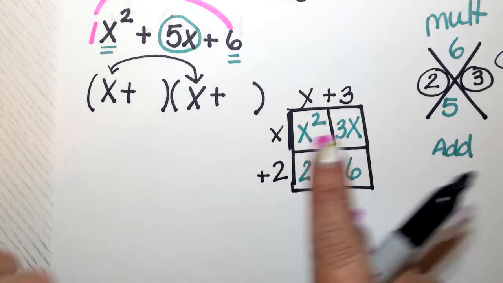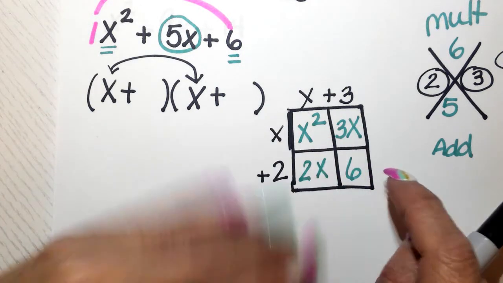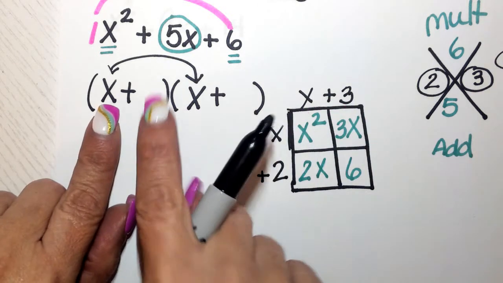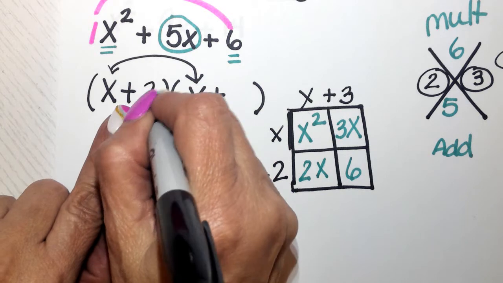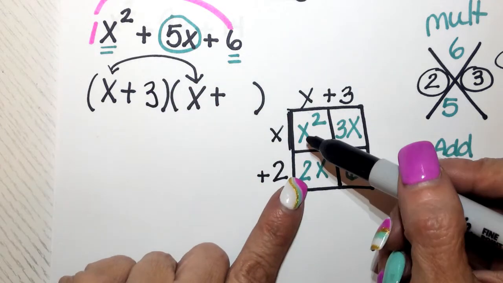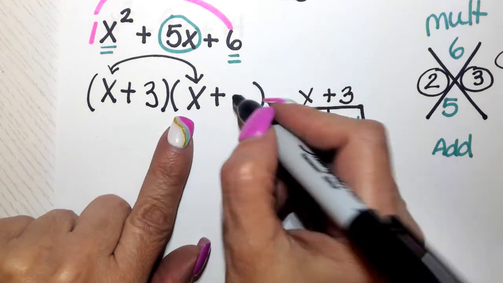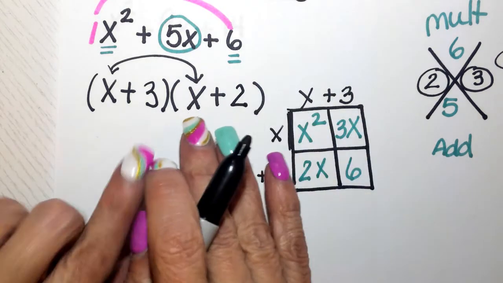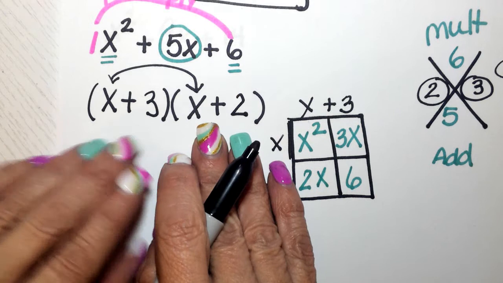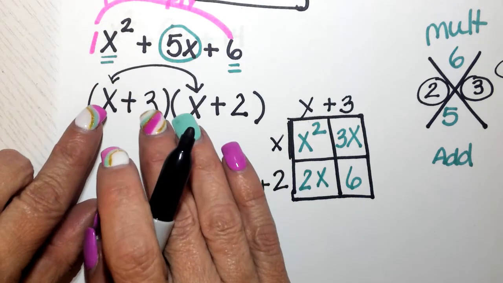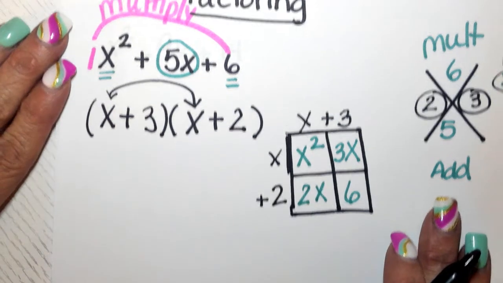Here's what I know. The box factored to be x plus 3. So over here, I'm going to put x plus 3. And over here, I've got x plus 2. This is my factor. This means that x squared plus 5x plus 6 factored to be x plus 3 times x plus 2.